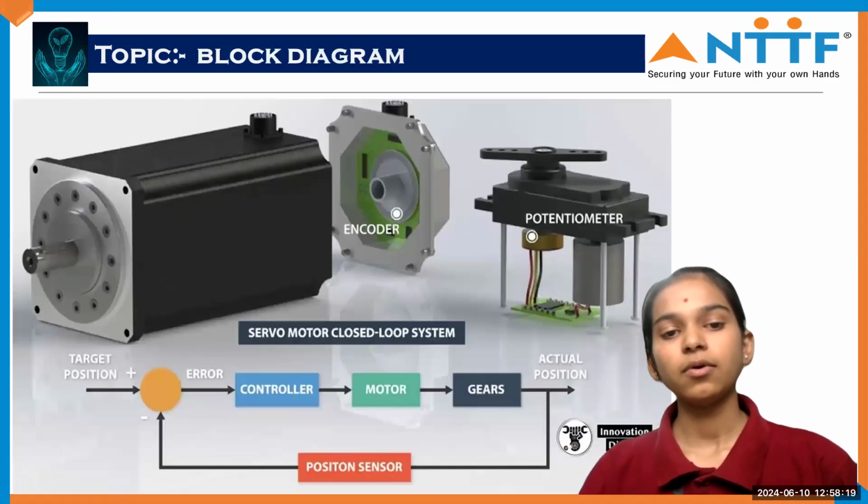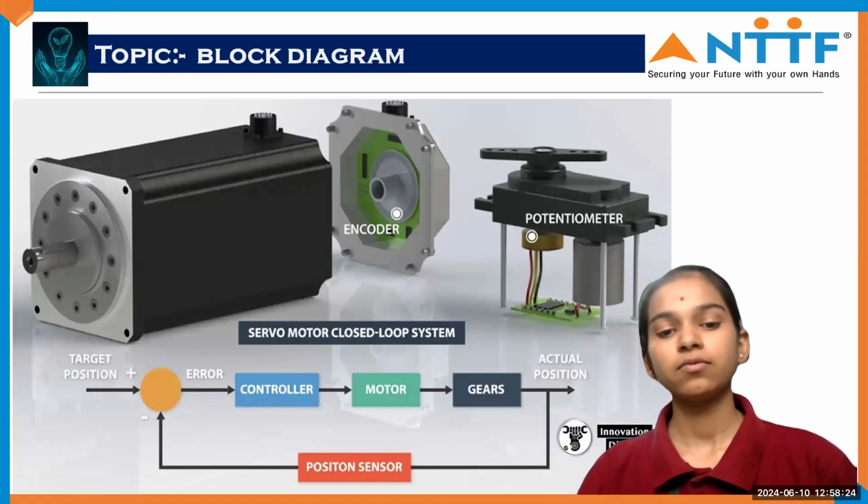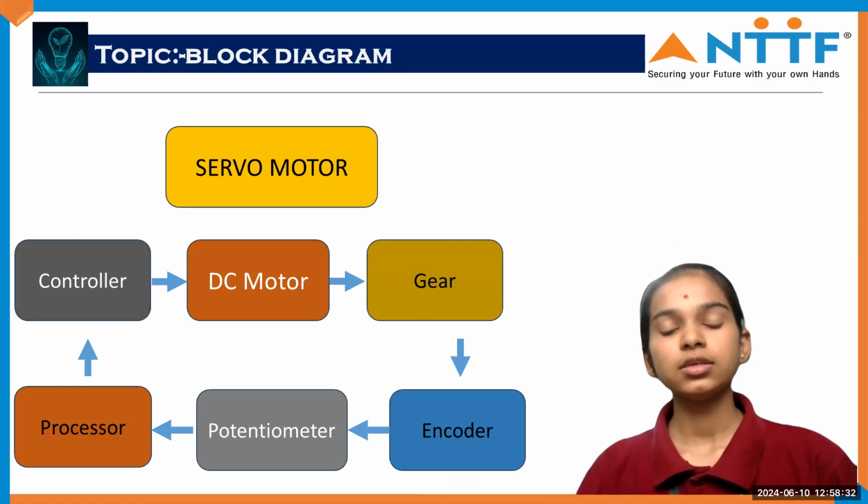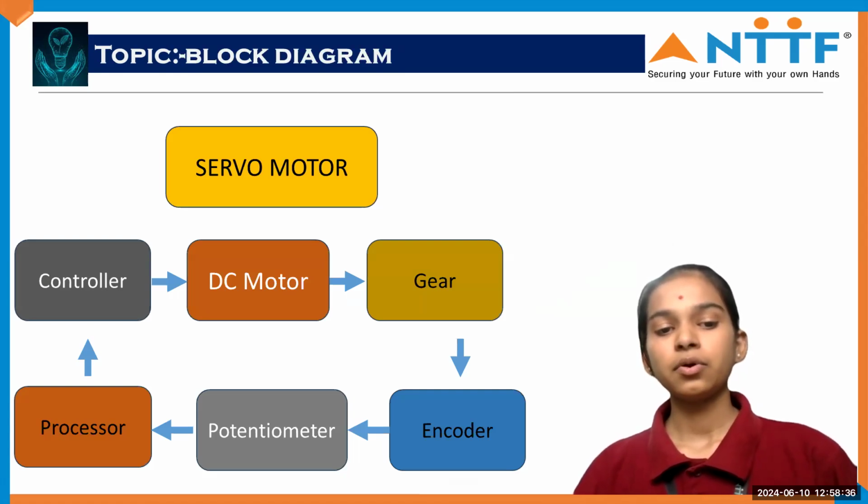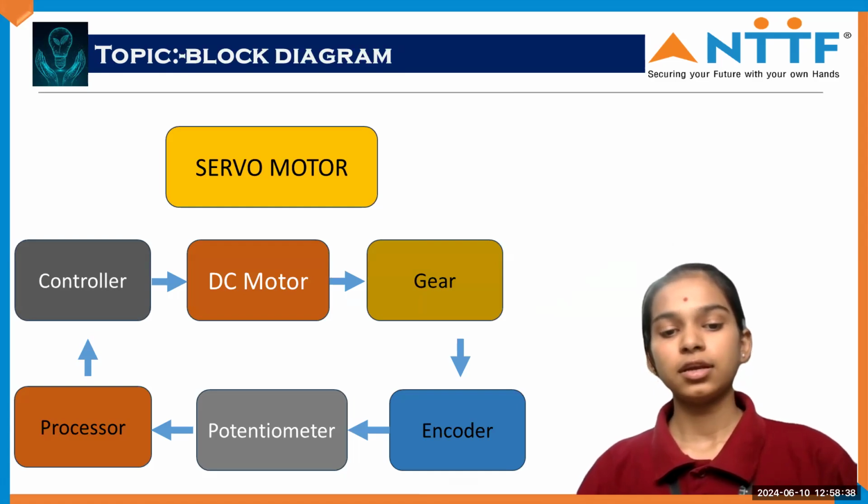This is the block diagram of the servo motor, which depends on a closed loop system. There is one control circuit, motor, gears, and one position sensor, which controls the whole circuit. This is a small block diagram of the servo motor. There is a controller, DC motor, gears, encoder, potentiometer, and processor. Thank you.